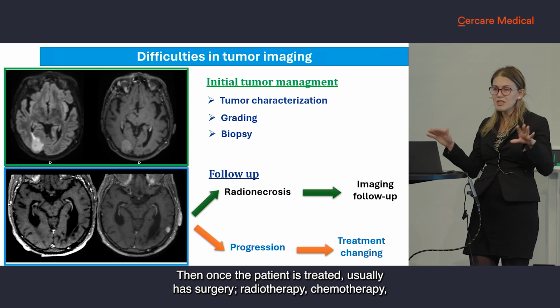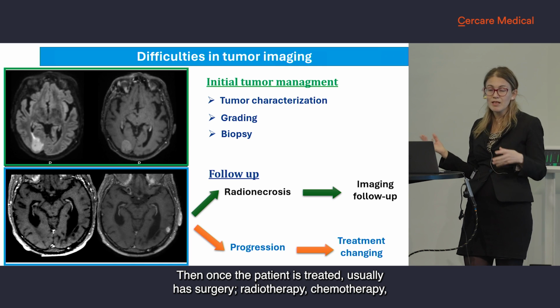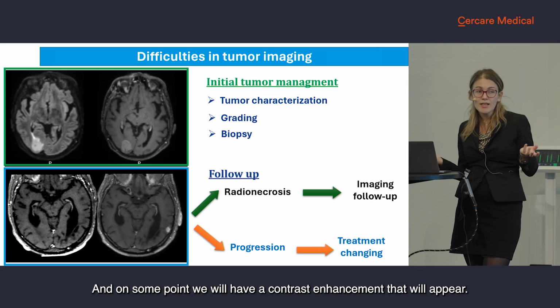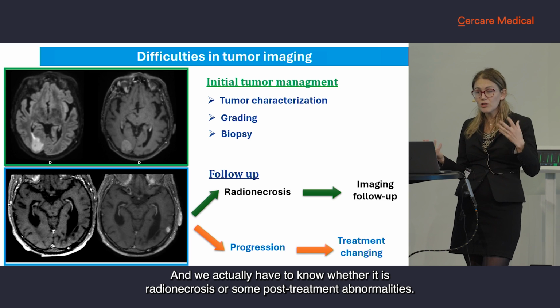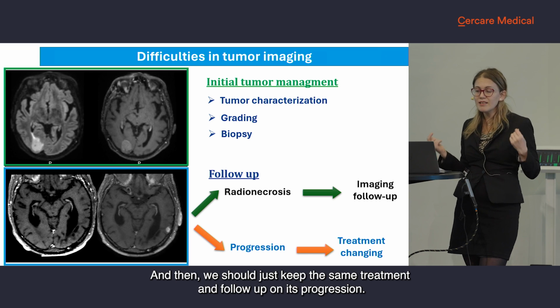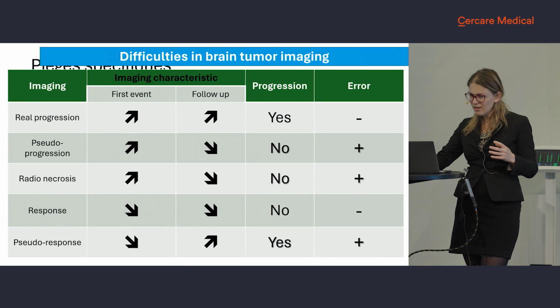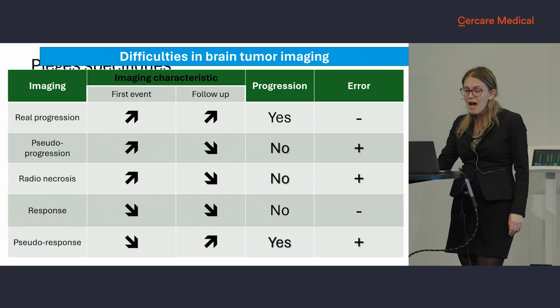Then, once the patient is treated, usually with surgery, radiotherapy, and chemotherapy, he is followed up, usually quite closely. At some point, a contrast enhancement will appear, and we actually have to know whether it is radionecrosis or some post-treatment abnormality, in which case we keep the same treatment and follow-up, or whether it's progression, and we have to change the treatment.